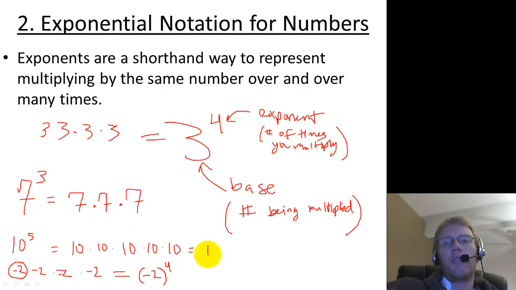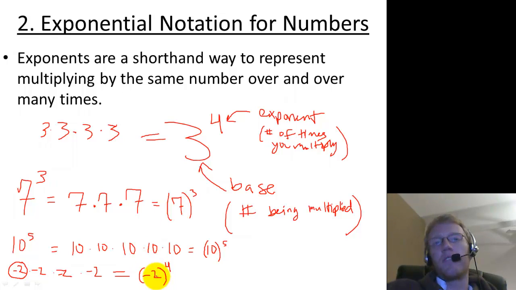In all these, I could have put the 10 in parentheses also. There's nothing wrong with doing that. 10 to the 5th, or here I could have put the 7 in parentheses to the 3rd. You can put the base in parentheses, but it's not that important if it's just a number all by itself. Whereas if it's a number with a negative sign, then it's often important to put the parentheses around it. Let me give you an example. It's different than saying negative 2 to the 4th.